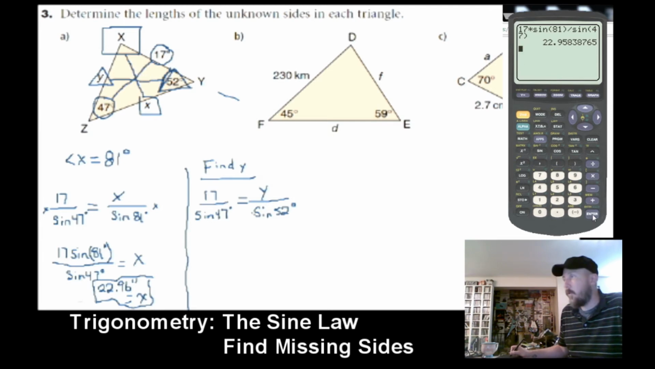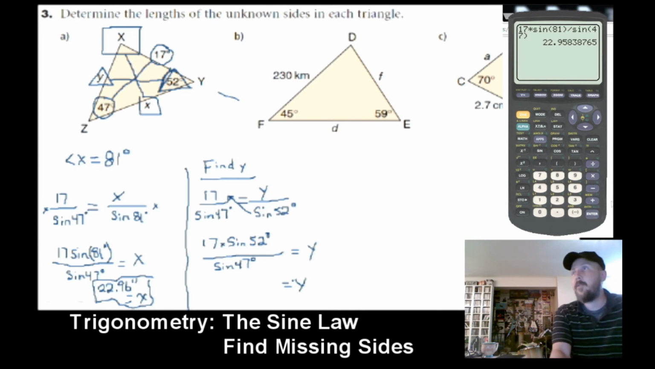Okay? After you've done this a whole bunch, I look at this and I kind of skip the step where I say times by sine 52, times by sine 52, and I already know that I'm bringing this sine 52 up here. So my next line I make look like 17 times sine 52 divided by sine 47 equals y. Equals, I've just got to do this on my calculator.